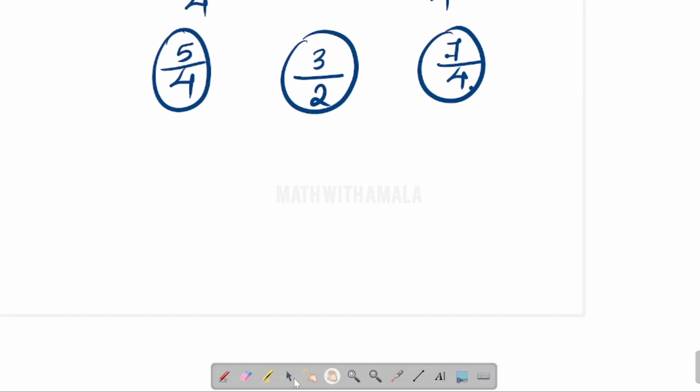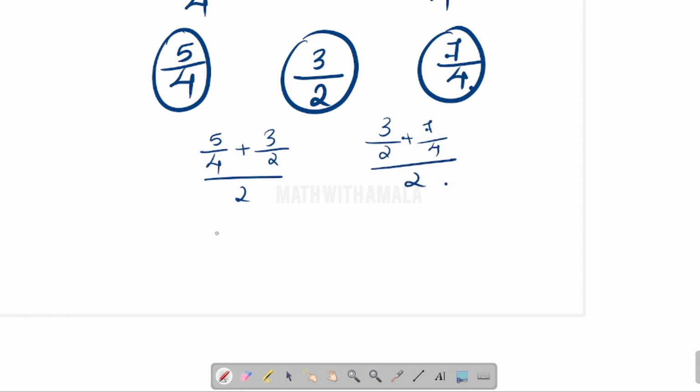5 by 4 plus 3 by 2, whole divided by 2. That is the next method, the next procedure that we have to do. 5 by 4 plus 3 by 2, whole divided by 2. Also 3 by 2 plus 7 by 4 divided by 2. Cross multiply. 5 into 2, 10, plus 4 into 3, 12, divided by 4 into 2, 8. And along with that you have to multiply that 2. So 8 into 2. Then 3 into 4, 12, plus 14, divided by 8 into 2.